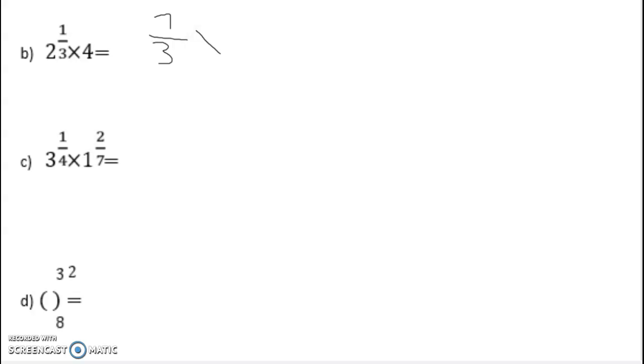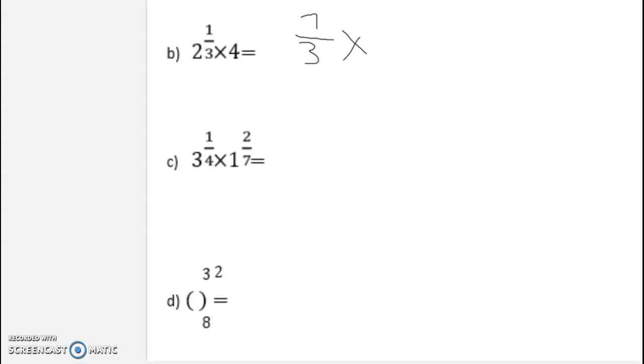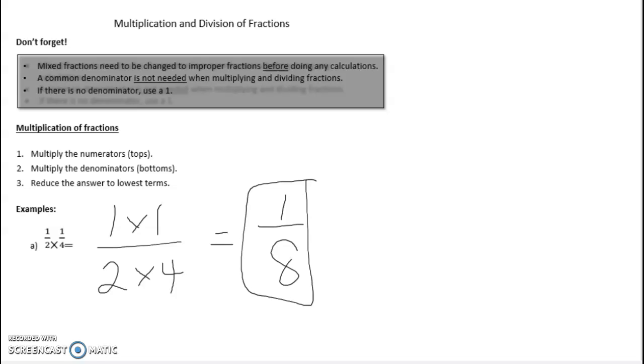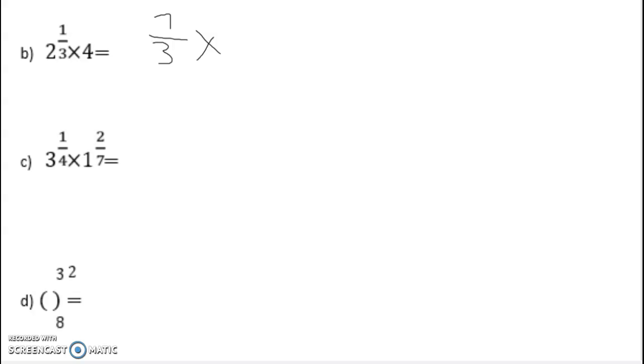And then we're going to multiply it by, remember our last thing over here? We said if there's no denominator, use a 1. Okay, so we're going to go here and we're just going to use a 1. So it's going to be 4 over 1. Okay, now we can multiply our numerators together. So 7 times 4 is 28 divided by, then we have 3 times 1, which gives us 3.